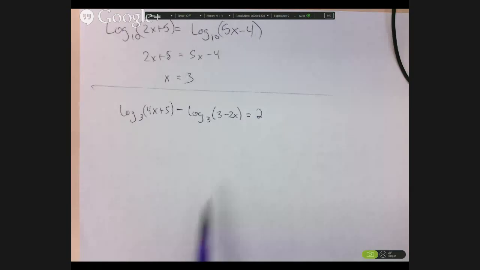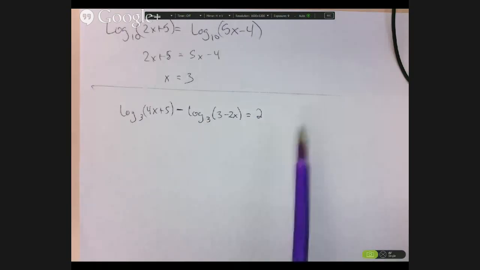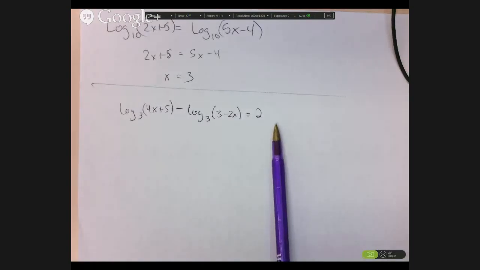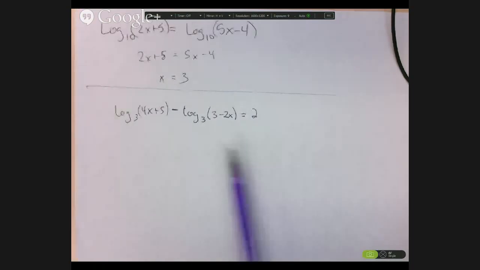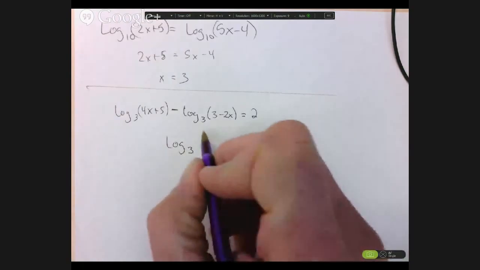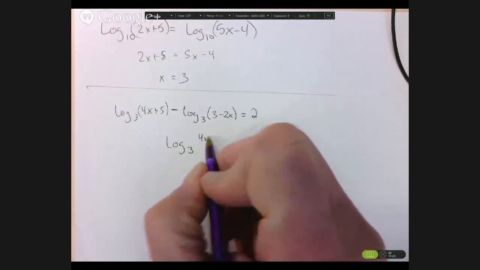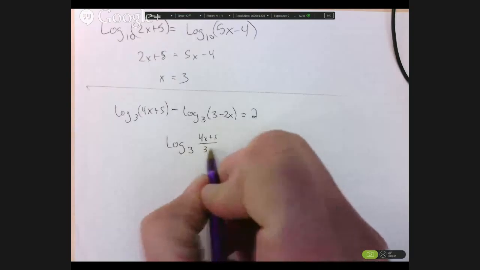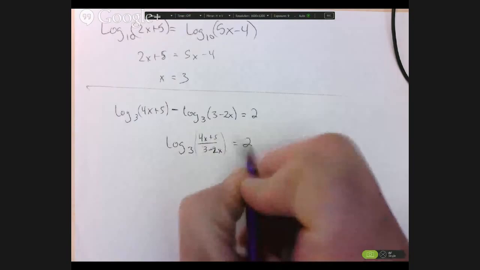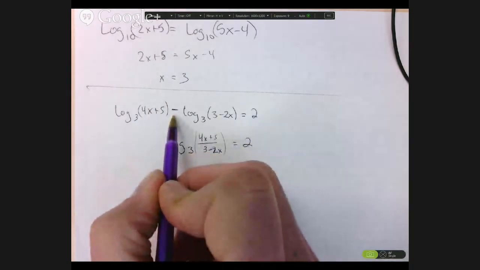Okay. So first thought sometimes is to move this over and add it, right? Is there any property that 2 plus log something helps us simplify? No. Can I simplify this side though? Yeah. What is it? Log base 3 of 4x plus 5 divided by 3 minus 2x. Why do you divide it? It's the subtraction property.